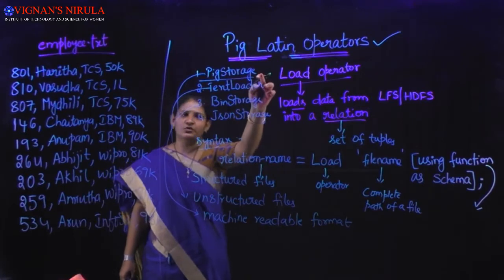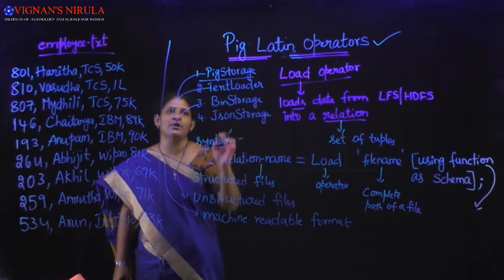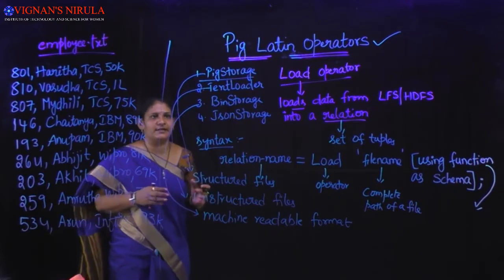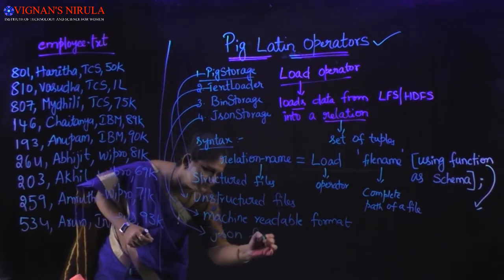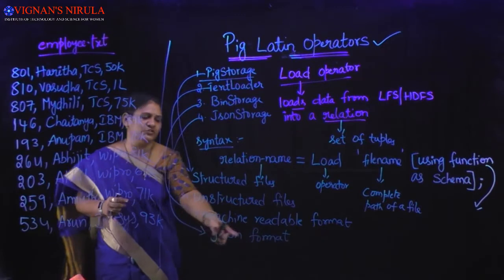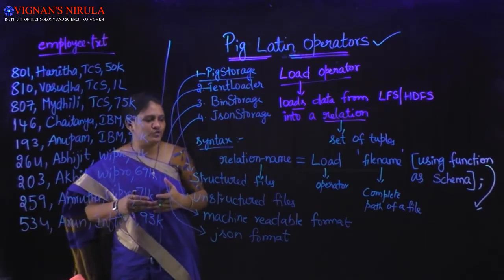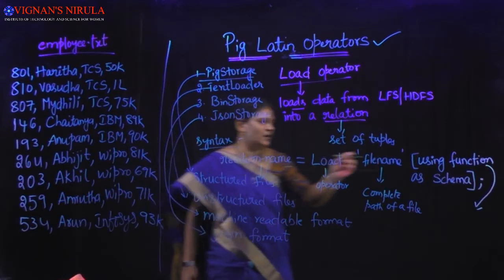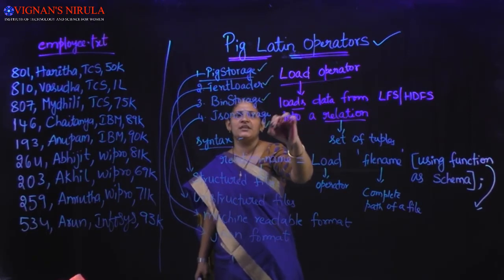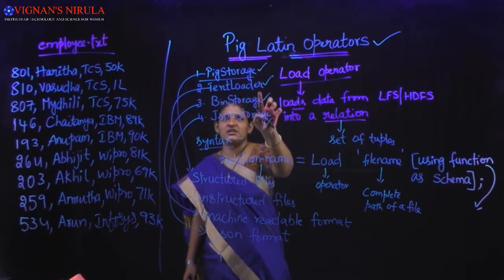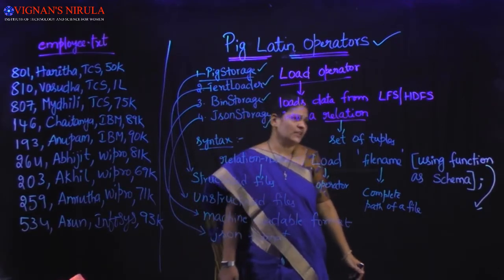So the first one is to load and store structured data. The second one is to load and store unstructured data. The third one is to store data which is in machine readable format. The last one is to load and store data which is in JSON, JavaScript Object Notation format. If the given file is in this format, then the appropriate function to use is JsonStorage. So there are majorly four functions available in Pig: PigStorage, TextLoader, BinStorage, JsonStorage. This is for structured data, this is for unstructured data, this is for machine readable data, and this is for JSON format data.